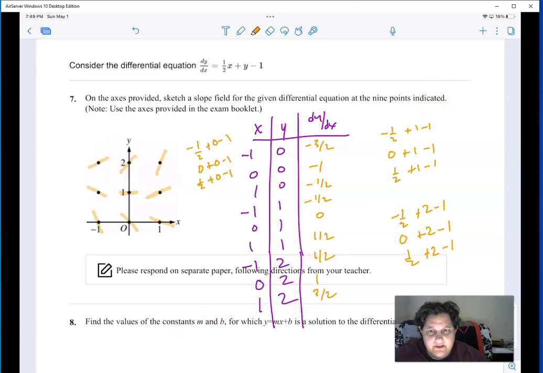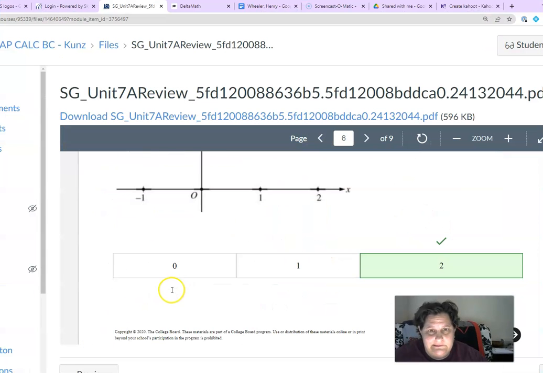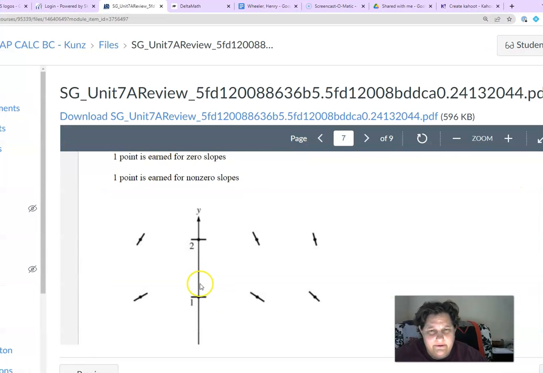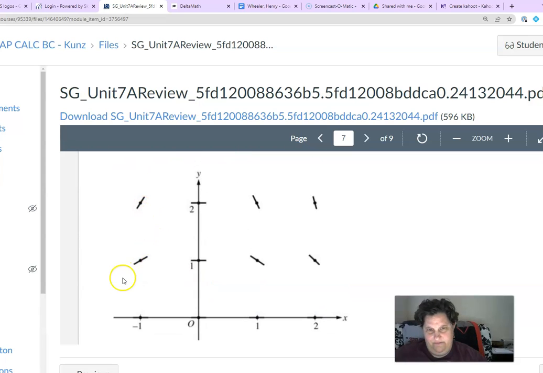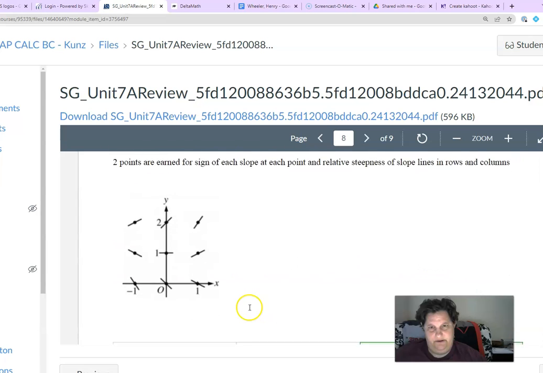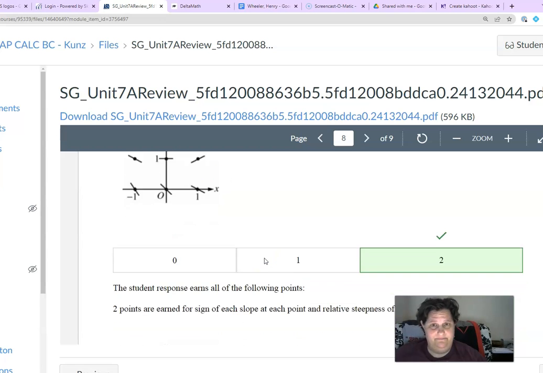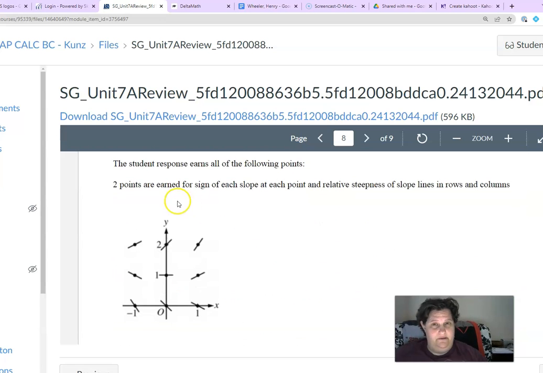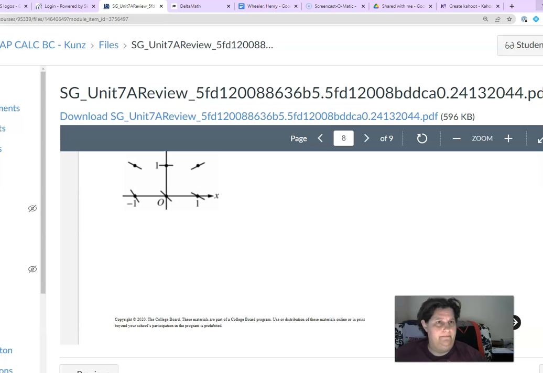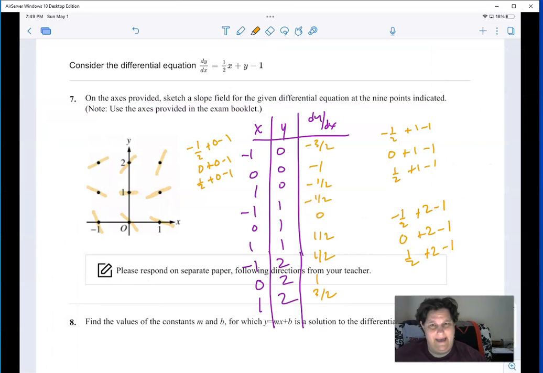Oh, gosh, sorry about that. Okay. I mean, let's see what it looks like. No, that was the last one, sorry. There we go. Boom, boom, boom, boom, boom, boom. Yep, that's what I got. Okay. Weird, weird. 2 points are earned for each sign in the relative steepness in rows. All right. That one was a weird one, but okay.